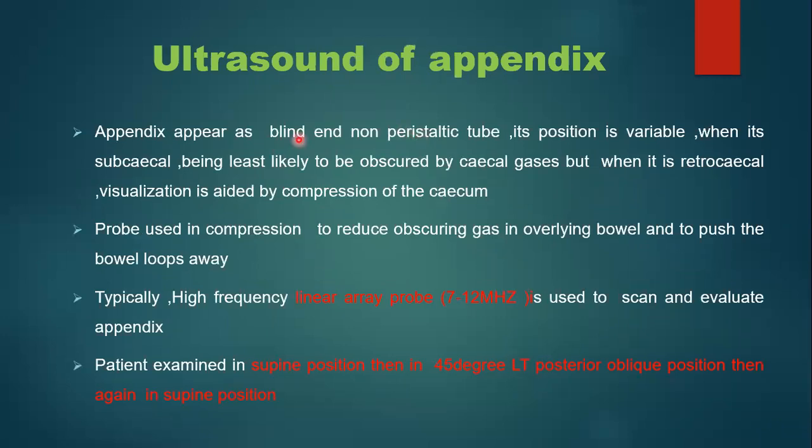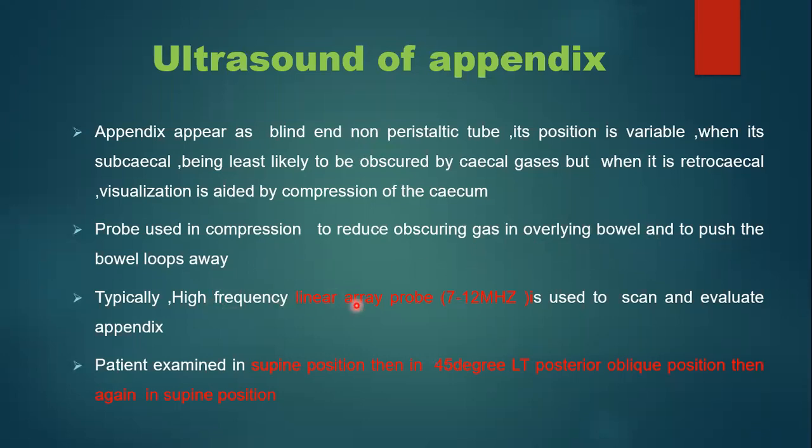Ultrasound of the appendix. The appendix appears as a blind, non-peristaltic tube. Its position is variable. When it's subcecal, it is less likely to be obscured by cecal gases, but when it is retrocecal, visualization is aided by compression of the cecum. The probe is used in compression to reduce obscuring gas in the overlying bowel and to push the bowel loops away.